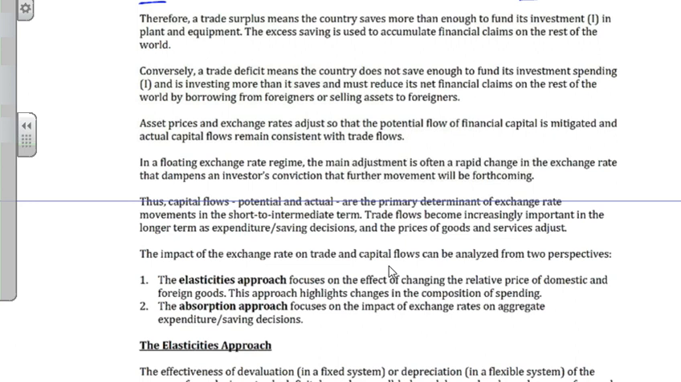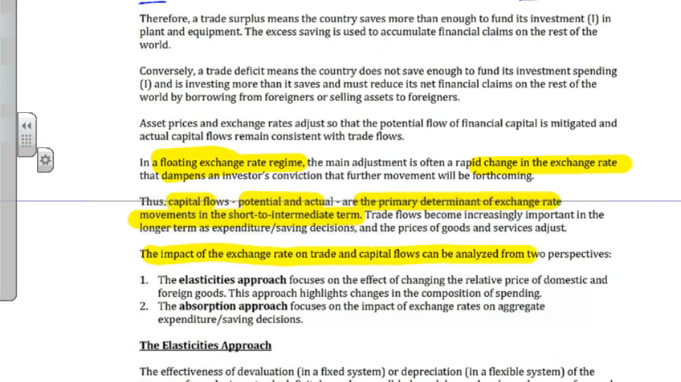Let's just talk very briefly about a floating exchange rate regime. The main adjustment is a rapid change in the exchange rate as prices move about. Capital flows, potential and actual, are the key determinant of exchange rate movements in the short to medium term. But that's talking about a floating exchange rate. For the impact of the exchange rate on trade and capital flows, we're going to focus on two different models or two different perspectives.